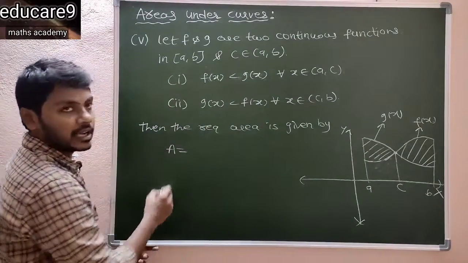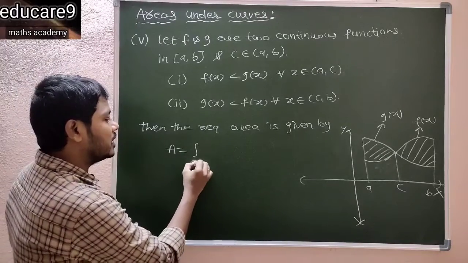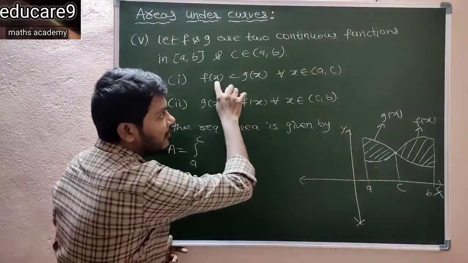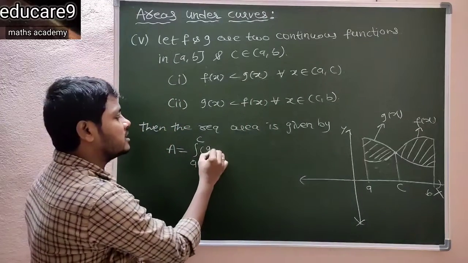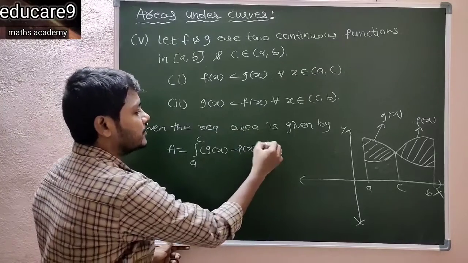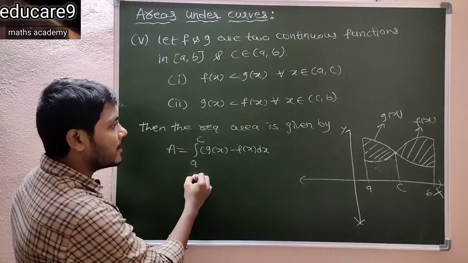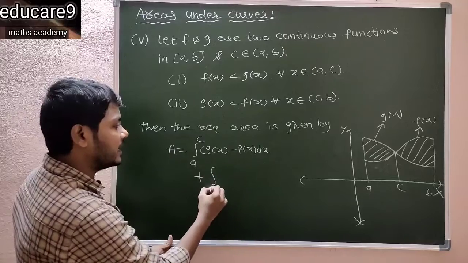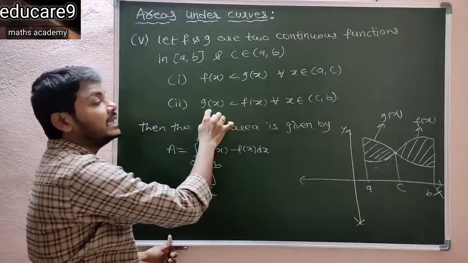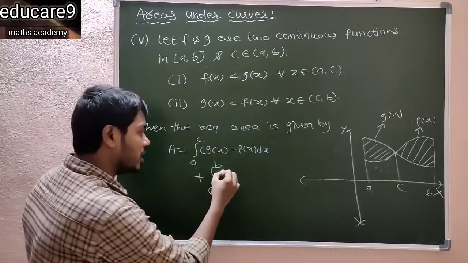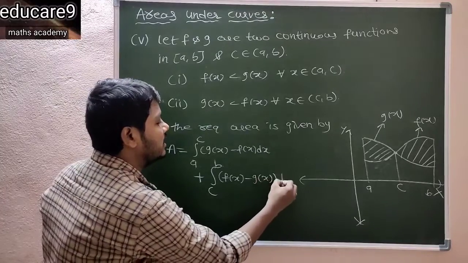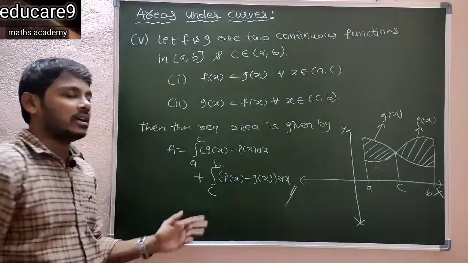A is equal to integral A to C. See here clearly f of x is less than g of x, so write g of x minus f of x dx. Next, plus integral C to B. In this interval g of x is less than f of x, so we have to write f of x minus g of x dx. So this is the required area.